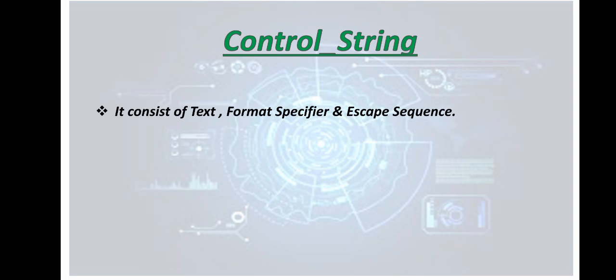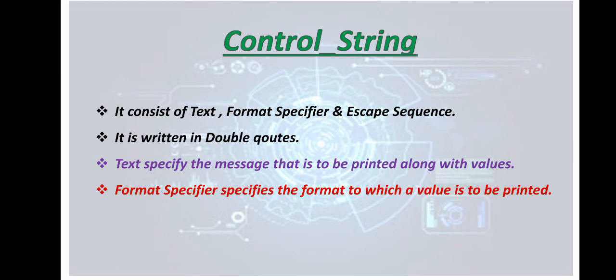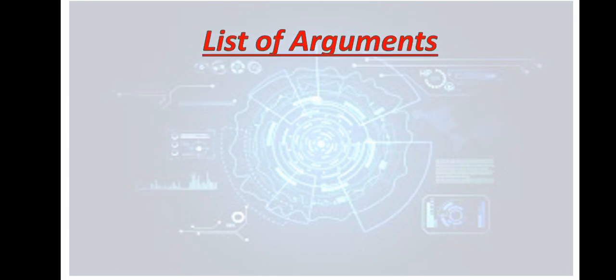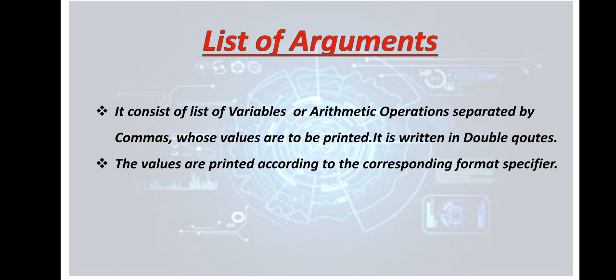Now what is control string? It consists of text, format specifier and escape sequence, and it is always written in double quotes. Text specifies the message that is to be printed along with the values. Format specifier specifies the format in which a value is to be printed. And escape sequence controls the printing on the output device. And now the list of arguments. What is the list of arguments? It consists of a list of variables or arithmetic expressions separated by commas whose values are to be printed. Like the values are printed according to the corresponding format specifiers.